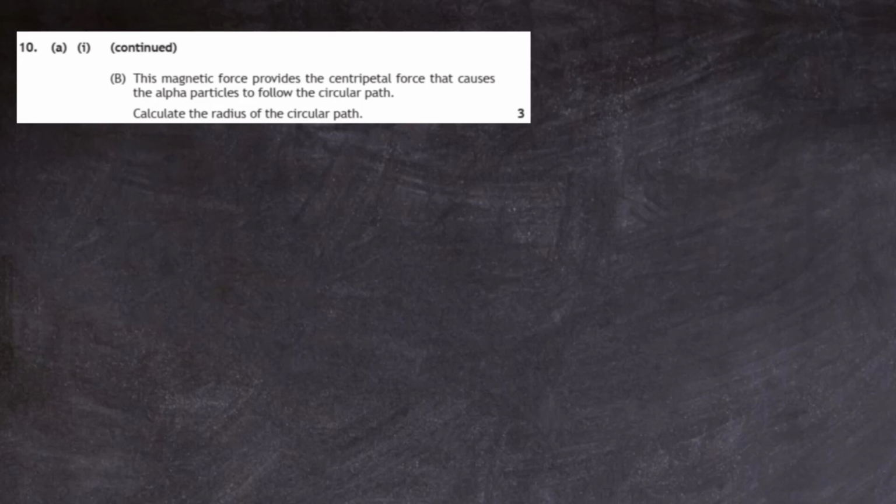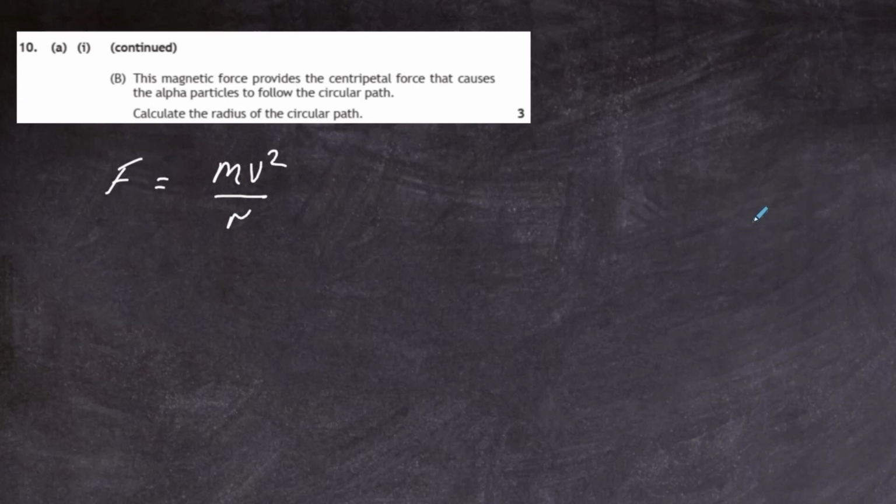10a Part I continued. Part B. The magnetic force provides the centripetal force that causes the alpha particles to follow the circular path, and we're asked to calculate the radius of the circular path for 3 marks. Well, we do know already that we have the following. We have that for a centripetal force, F must be equal to the mass times the speed squared divided by the radius. That's the definition for the centripetal force.